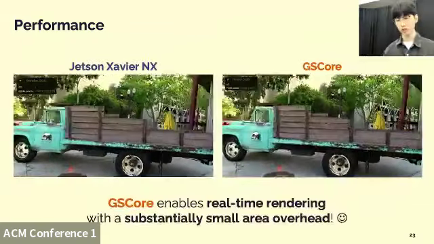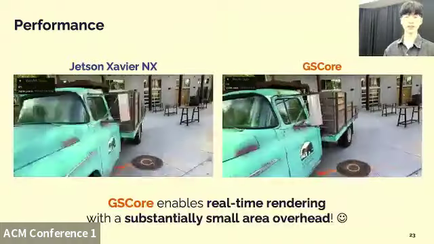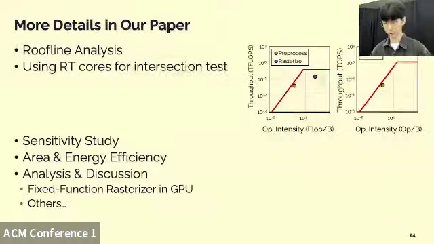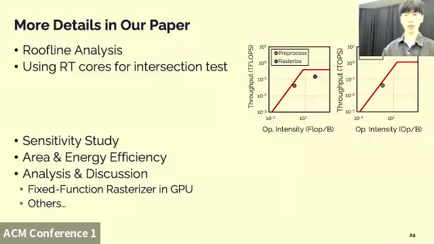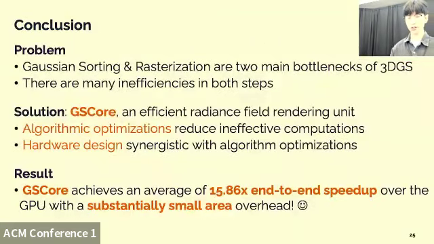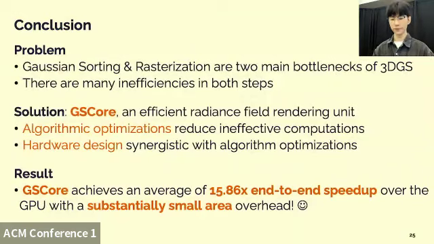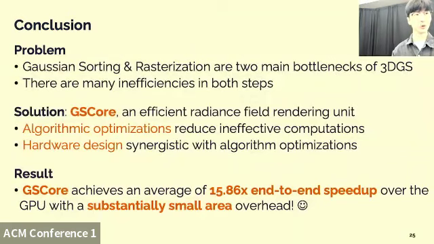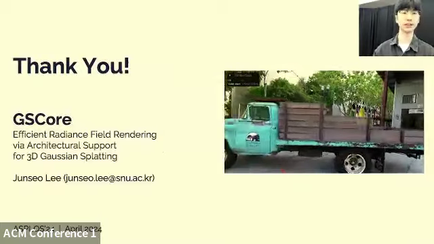As a result, GSCore enables real-time rendering with a substantially small area overhead. We discuss more results in our paper, such as roofline modeling and discussion about using RT cores for intersection tests. So please check out our paper for more details. To conclude, we propose GSCore, an efficient radiance field rendering unit with an algorithm-hardware co-design. As a result, GSCore achieves about a 16x speedup over the GPU with a substantially small area overhead. So this is the end of my talk, and thank you for listening.